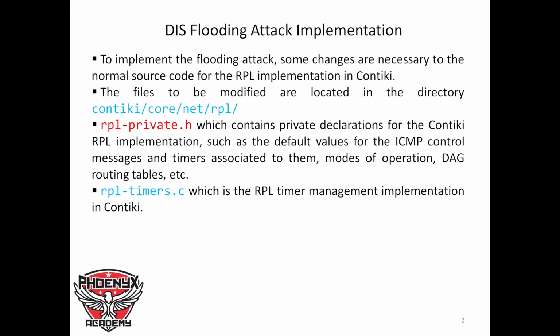To implement this attack, we make some changes to the normal source code of the RPL implementation in the Contiki operating system. One of the files to be modified is located in this directory, contiki/core/net/rpl. There is a file called rpl-private.h, which contains private declarations for the Contiki RPL implementation, such as the default values for the ICMP, Internet Control Message Protocol, control messages and their timers, the mode of operation, and the DAG routing tables. There is also another file called rpl-timers.c, which is the RPL timer management implementation in the Contiki operating system.